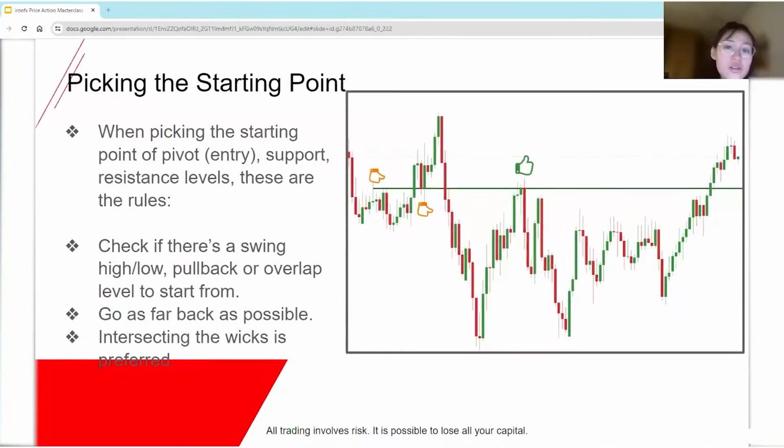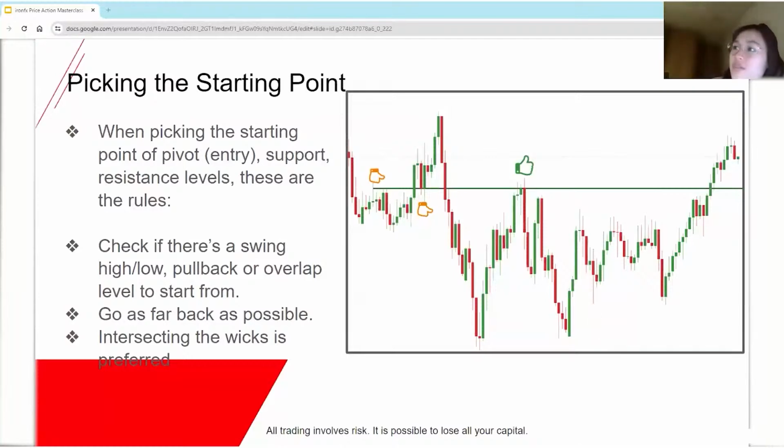Okay. So let's look at how to pick your starting point for your support and resistance and your entry exit levels. When picking the starting point of pivot, entry, support, resistance levels, there are a couple of rules. Firstly is to check if there's a swing high or low, pullback or overlap level to start from. Next is to go back as far as possible without intersecting too many bodies of candlesticks.